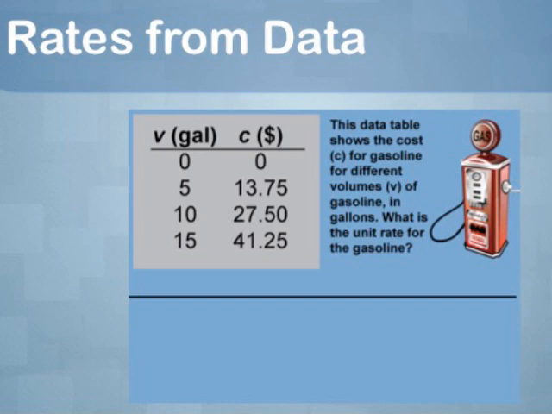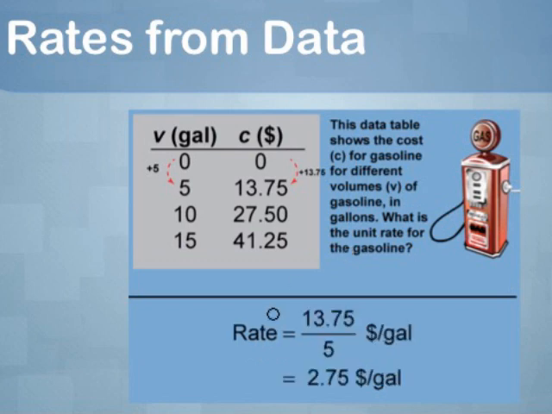For every 5 gallons, the cost is $13.75, as shown here. This pattern continues through the data set. We can use these common differences to calculate the rate. We divide 13.75 by 5 to get 2.75, and the units are dollars per gallon. So the unit price is $2.75 per gallon of gasoline. So for any volume of gas, V, the expression 2.75V can be used to find the cost for the gasoline.